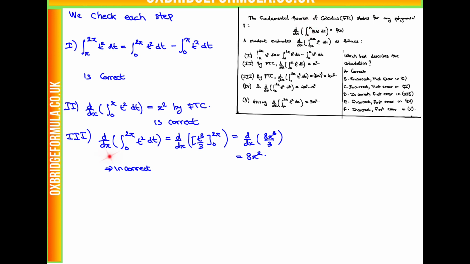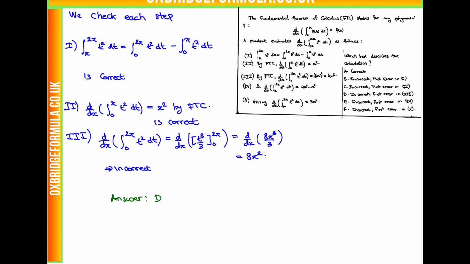If we do this manually, we integrate t squared from 0 to 2x. We're going to get t cubed over 3, with 0 to 2x as the limits. That gives us 8x cubed over 3. And when we differentiate that, we get 8x squared, which is not the 4x squared they claimed here. So that means this step is incorrect.